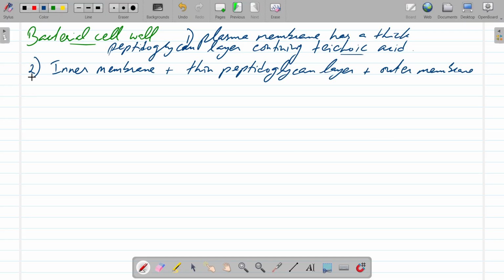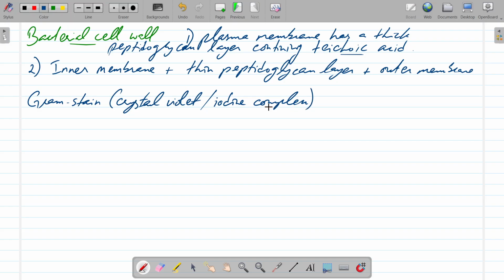Now, what happens is, first you put in the gram stain, which is again the crystal violet and iodine complex. And this complex is absorbed by whatever layer is on the outside. I'm saying layer, not membrane. So it could be the thick peptidoglycan layer, it could be the outer membrane. It is absorbed by the outer layer.